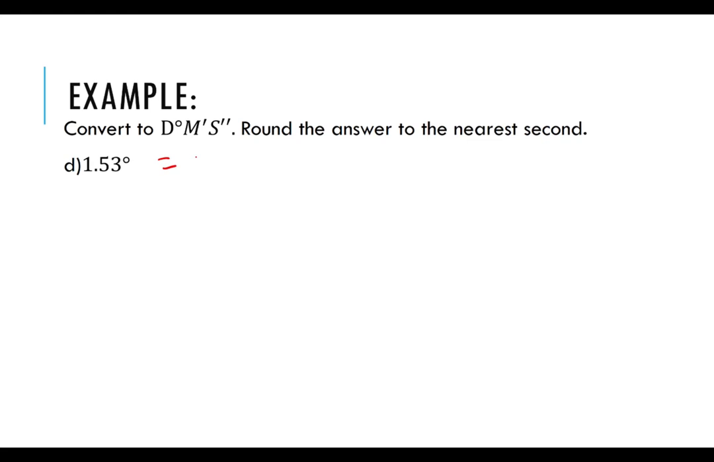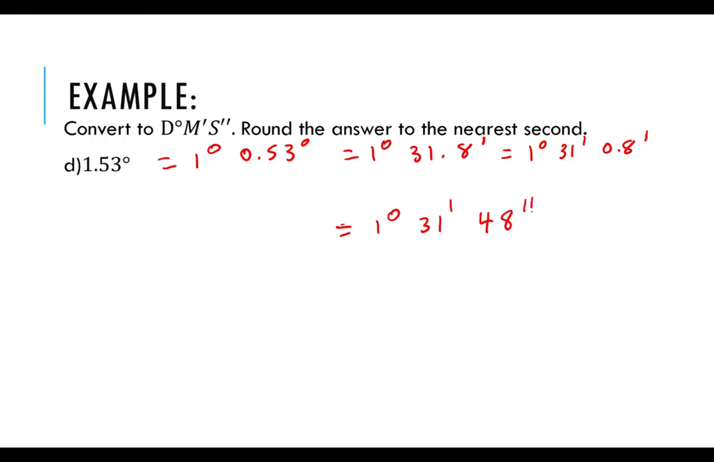Again, easy. 1 degree. Break off the decimal, 0.53 degrees. Just multiply 0.53 times 60. That's then going to be 1 degree and 31.8 minutes. Then break off the decimal again. So 1 degree, 31 minutes, 0.8 minutes. Multiply 0.8 by 60. And then you're going to get that this is 1 degree, 31 minutes, 48 seconds.